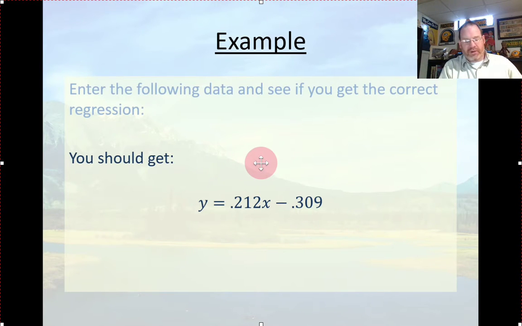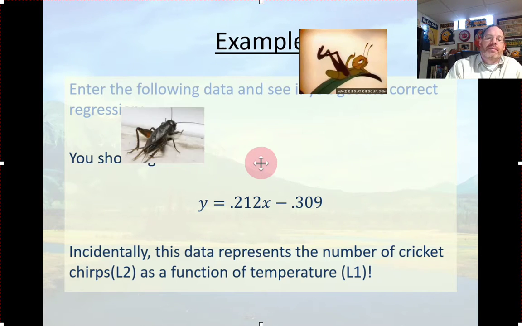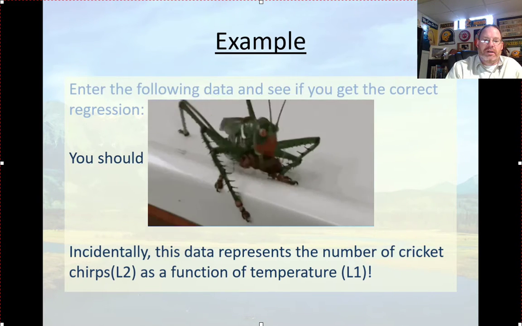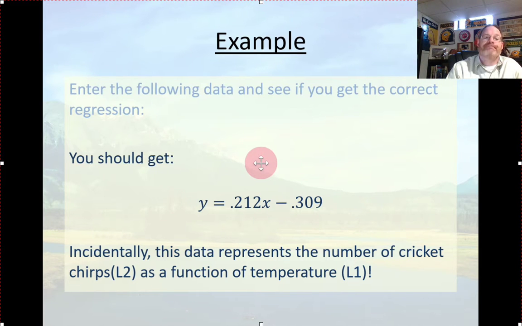Now, the fact that we're ignoring the R squared and R right now makes it imperative that we actually look to see how well the data is represented. We used a linear regression, so we need to look at it and decide, okay, is this actually linear data? Oh yeah, this data is actually the number of cricket chirps as a function of temperature.